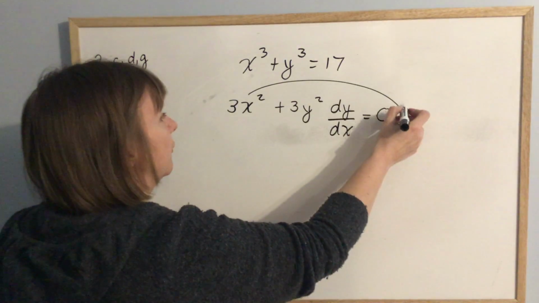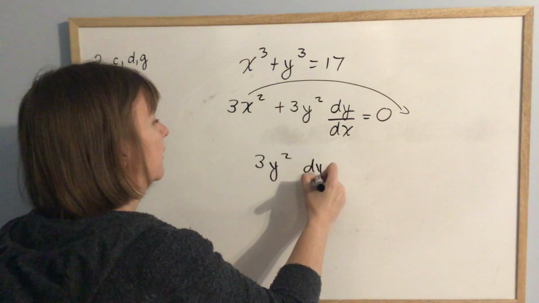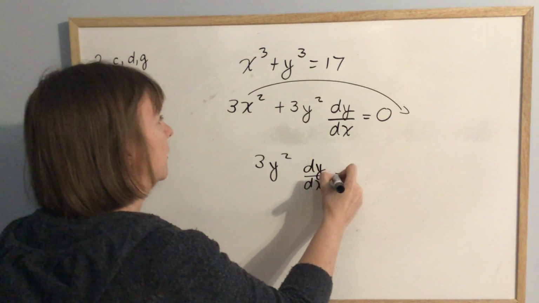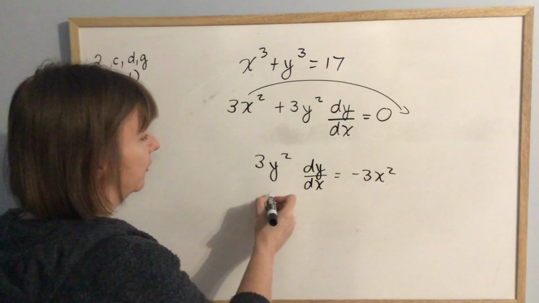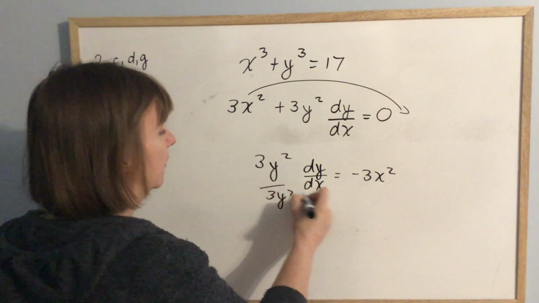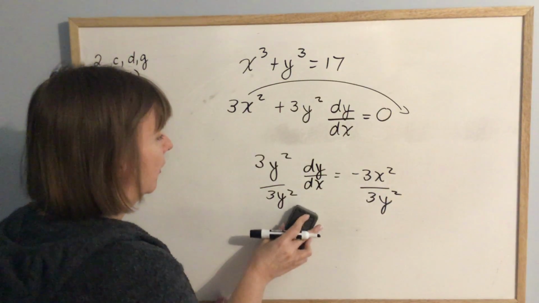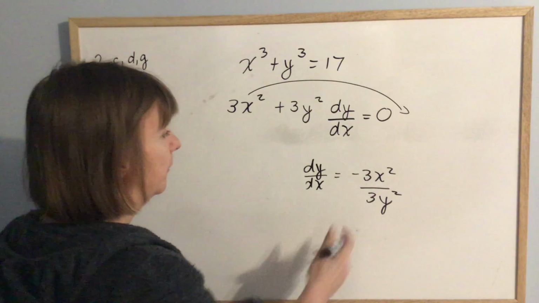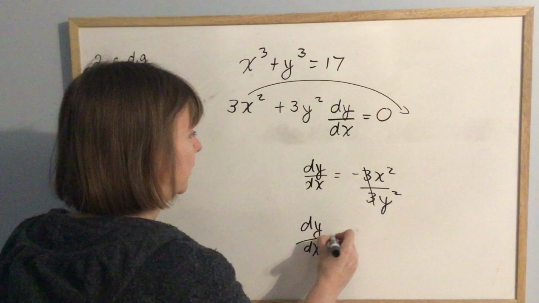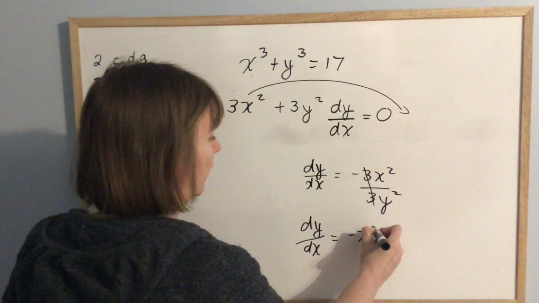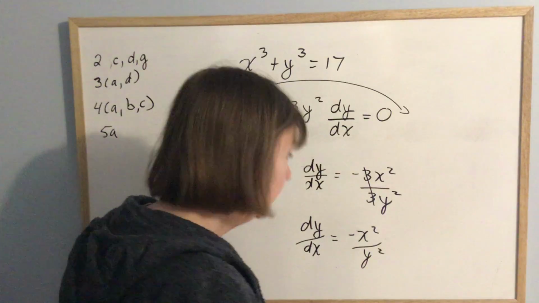So I'm going to move this over here, and I'm going to have 3y squared times dy over dx is equal to negative 3x squared. I'm going to divide both sides by 3y squared so that that is gone. My 3's will cancel, and I have dy over dx is negative x squared over y squared. And I would be done.